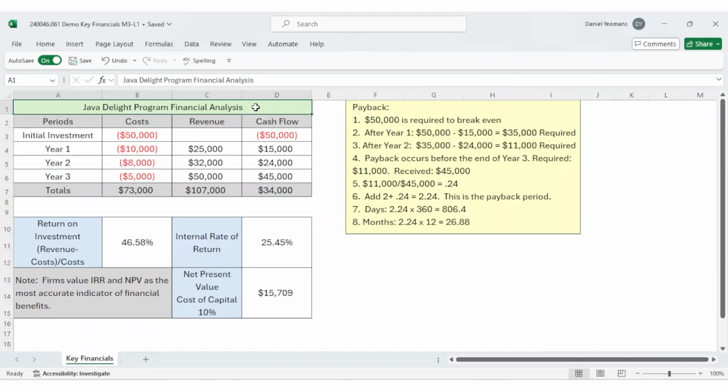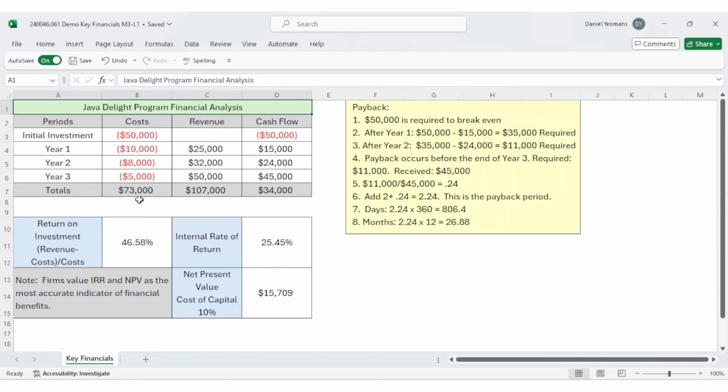Java Delight began by developing a cash flow diagram. They expect benefits to accrue, as you can see, over a 3-year period. The initial investment is $50,000. There will be operating costs in each of the 3 years during this period. Total costs are estimated at $73,000.